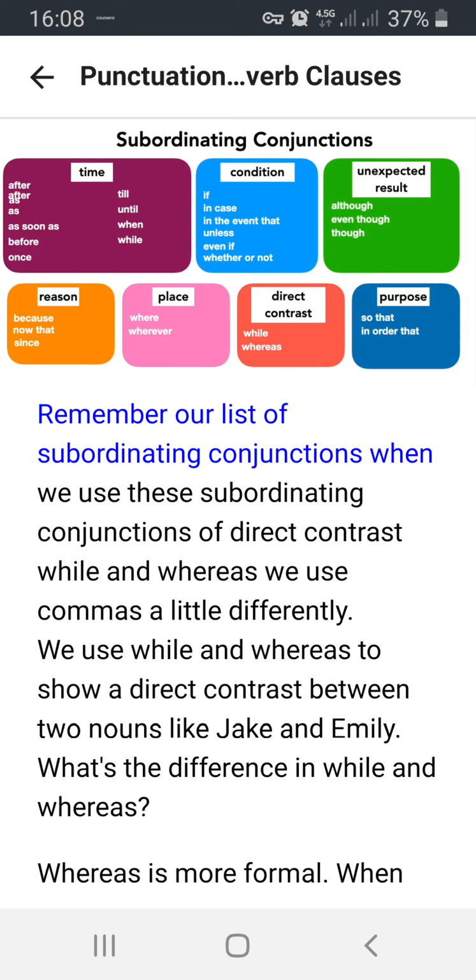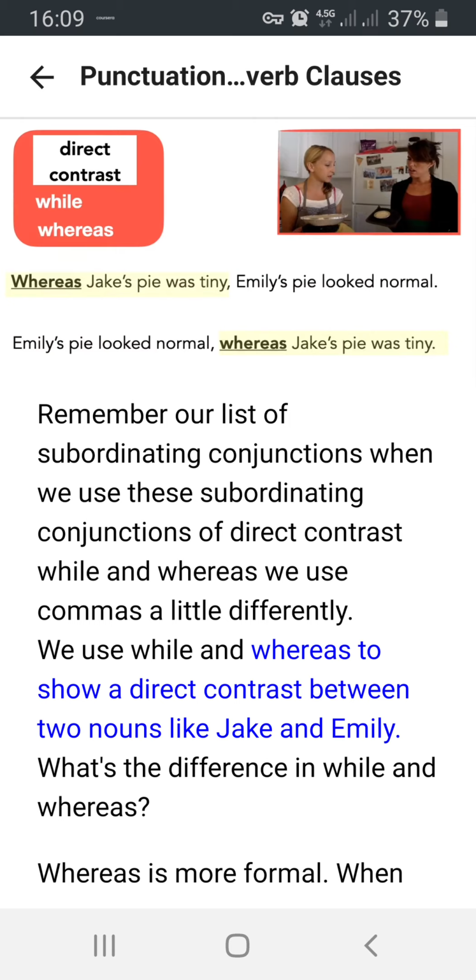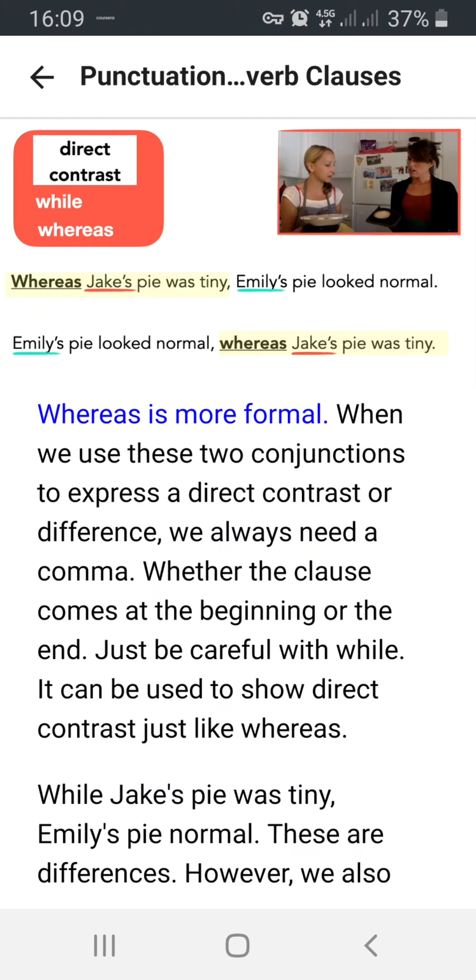Remember our list of subordinating conjunctions? When we use these subordinating conjunctions of direct contrast, while and whereas, we use commas a little differently. We use while and whereas to show a direct contrast between two nouns, like Jake and Emily. What's the difference in while and whereas? Whereas is more formal. When we use these two conjunctions to express a direct contrast or difference, we always need a comma, whether the clause comes at the beginning or the end.